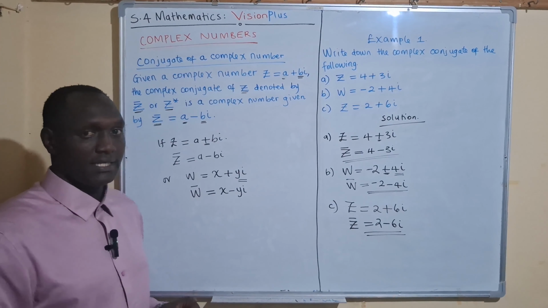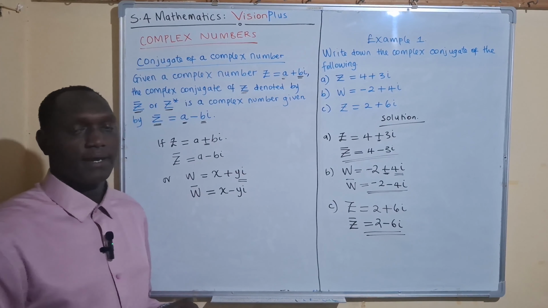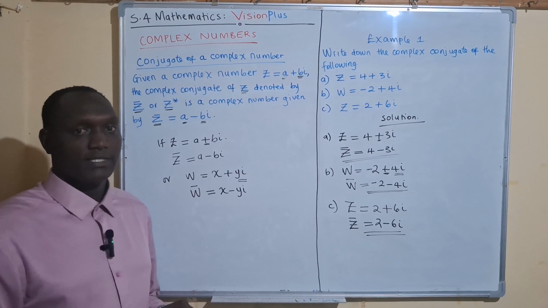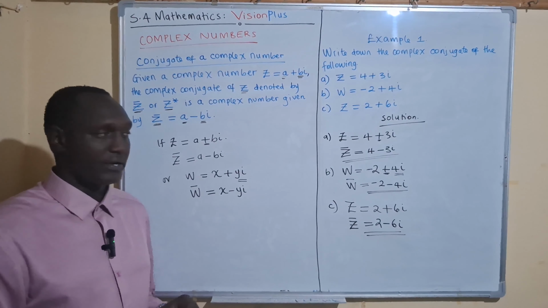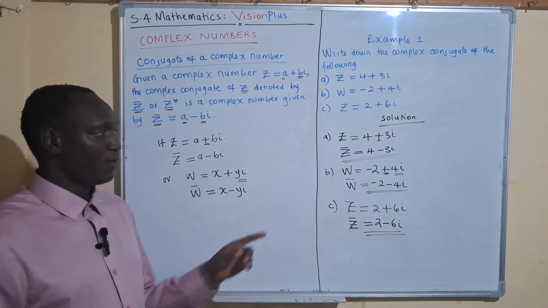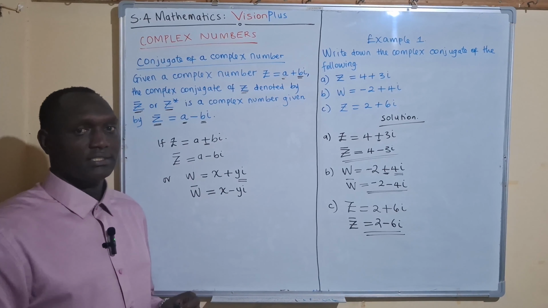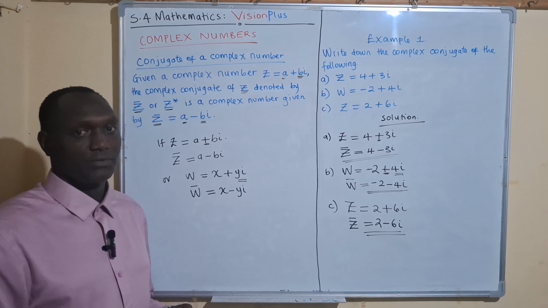And we shall see when we go to representing complex numbers on the Argand diagram, you will see how the conjugate changes the direction of the complex number.